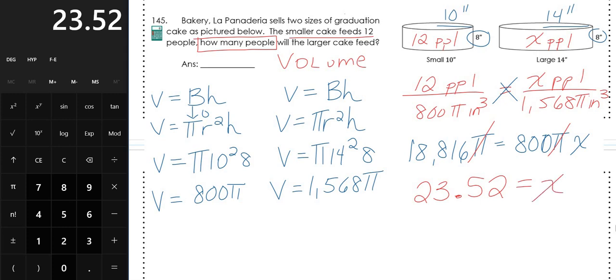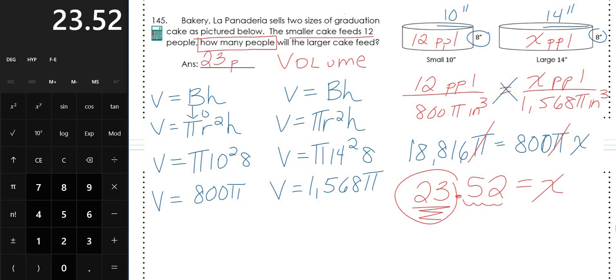All right, now, how many people will it feed? Well, it's not going to feed 23.5 people. It'll feed 23. There's going to be a little left over, but it's not going to feed 24. You're not going to round up to 24, because if you said it could feed 24 people, that last person is not getting a full slice of cake. So we're going to stick with 23. We're going to round down. So 23 people is how much the larger cake will feed.